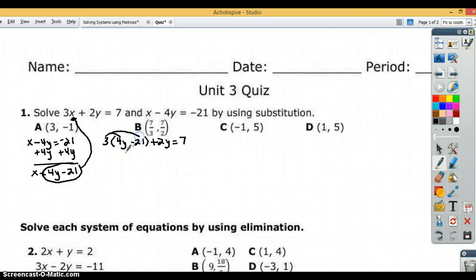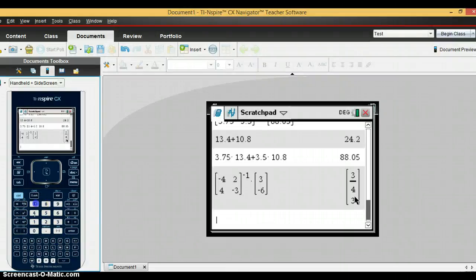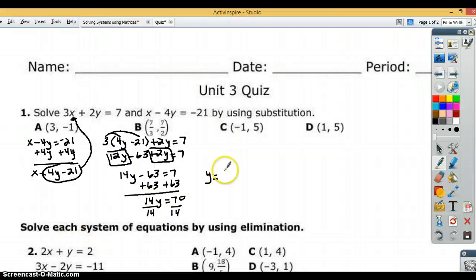Alright, now we're going to solve for y. So we distribute, gives me 12y minus 63 plus 2y equals 7. Combine our y's, so 12 plus 2 is 14y minus 63 equals 7. Add 63, we get 14y equals 70, divide by 14, and y in this case is equal to, and we're going to find out what that is, so 70 divided by 14 gives you 5. So that means y is equal to 5.